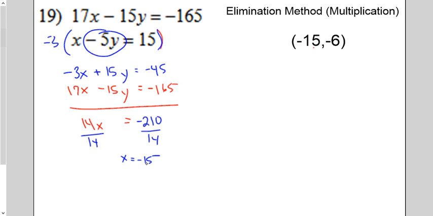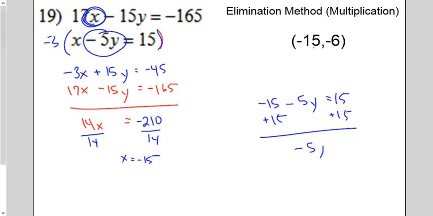Then we just take this x value and plug it in, probably into the second equation. So let's just go ahead and do that. Negative 15 minus 5y equals 15. You could certainly plug it into this one, but do you really want to multiply 17 by negative 15 and then add a certain amount over to negative 165? Probably not. Plus 15 to both sides to solve this. And we're left with negative 5y equals 30. Divide both sides by negative 5. And y, in this case, it equaled negative 6, just like we thought it would.